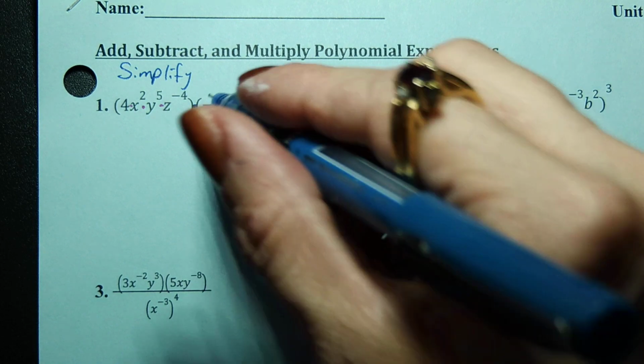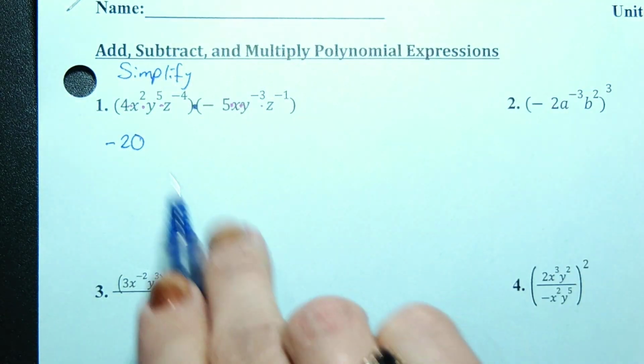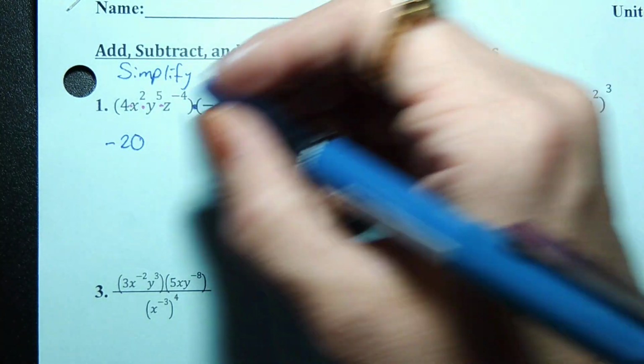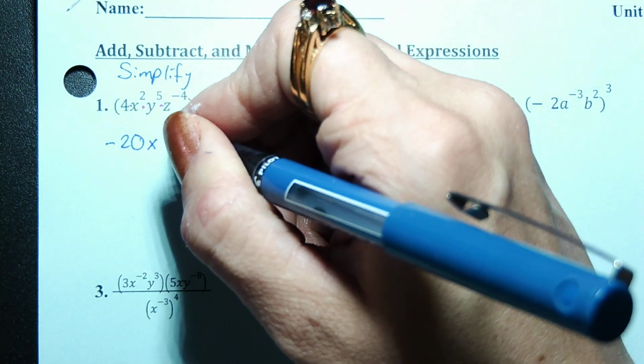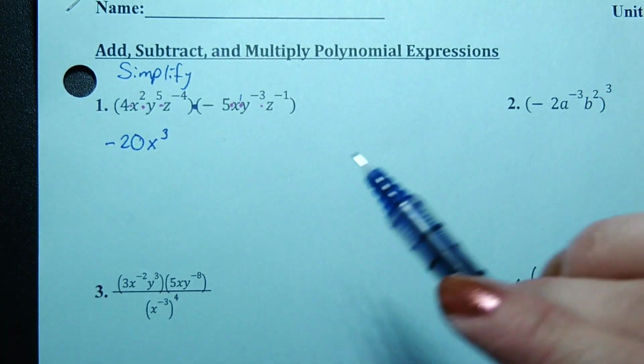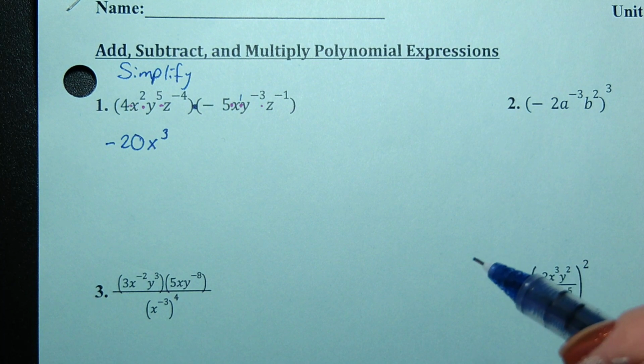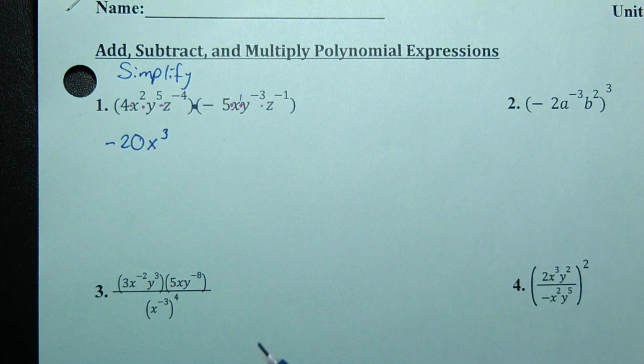So 4 times -5 is -20. X squared times x to the first is x cubed. Now, what about these negatives, these bad attitudes? Should we resolve them right away? Since it's not division, we'll go ahead and just work with them.